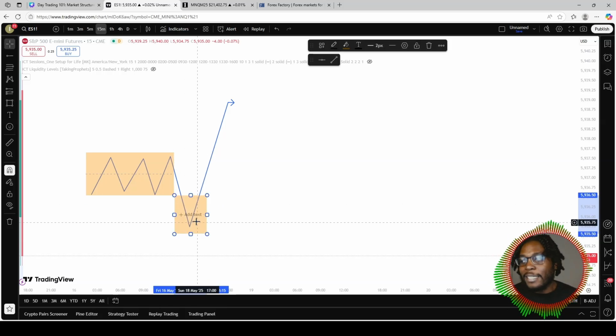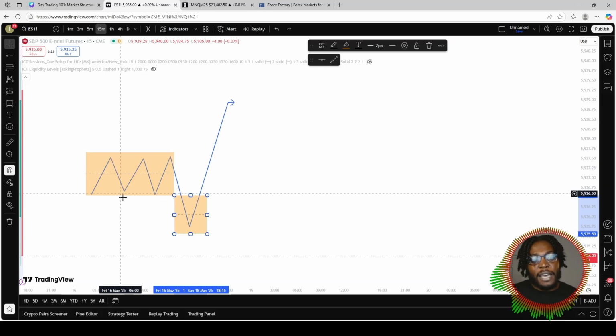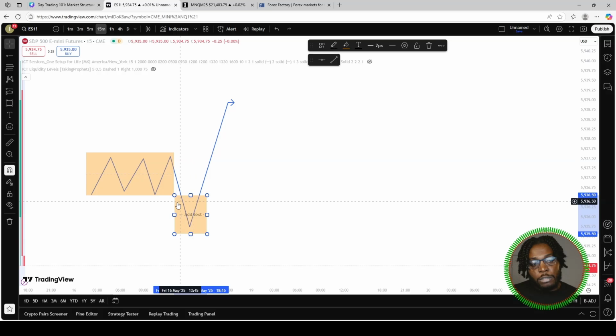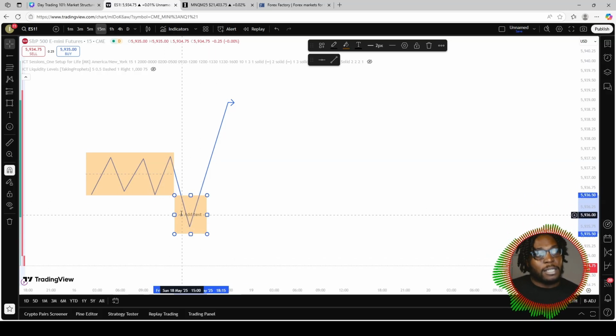Not somewhere right here. This is the manipulation in this drawing. So we have the accumulation, then we have the manipulation. The first move is usually the manipulation, trying to fake people out of their position, right? And also give smart money and the bigger funds an opportunity to get in at a better price. So that's what's going on right here.